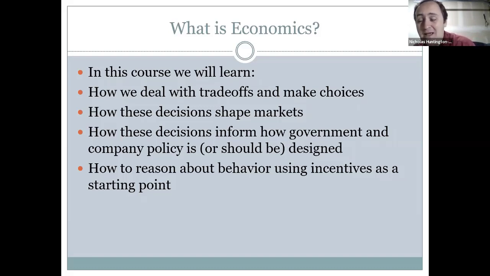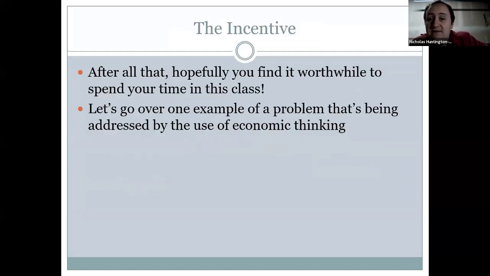So you have to anticipate how they're going to make decisions in order to figure out what it is that you're going to do. And so we're going to be just generally thinking about how to reason about people's behavior. What do people do? And we're going to be doing that by using incentives as a starting point.